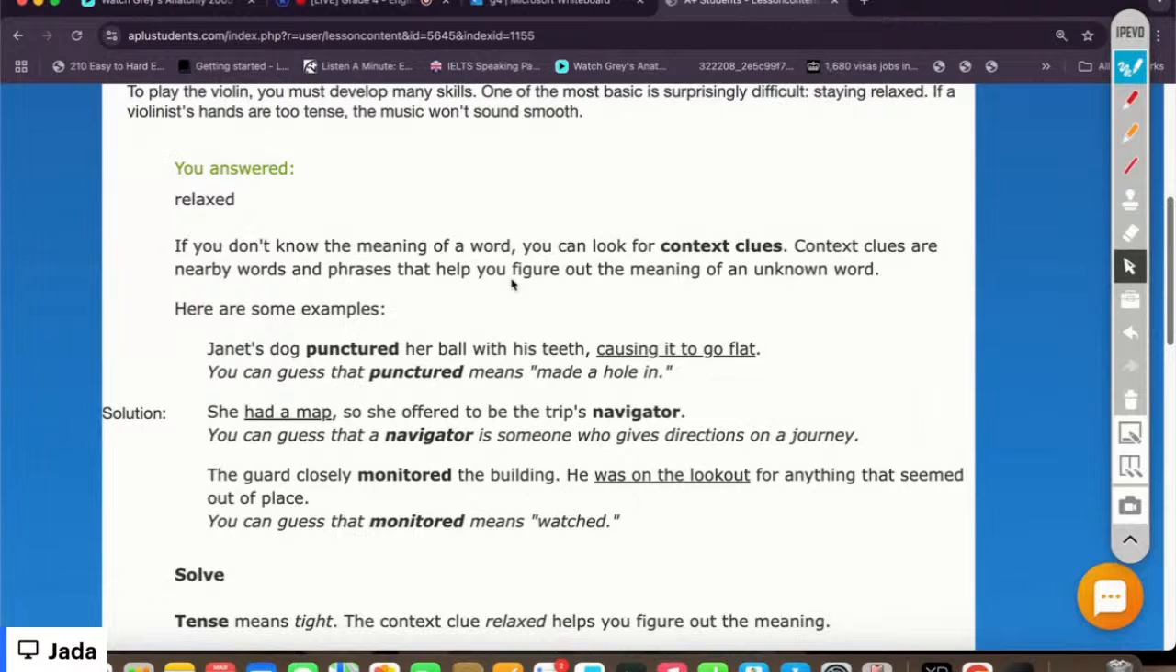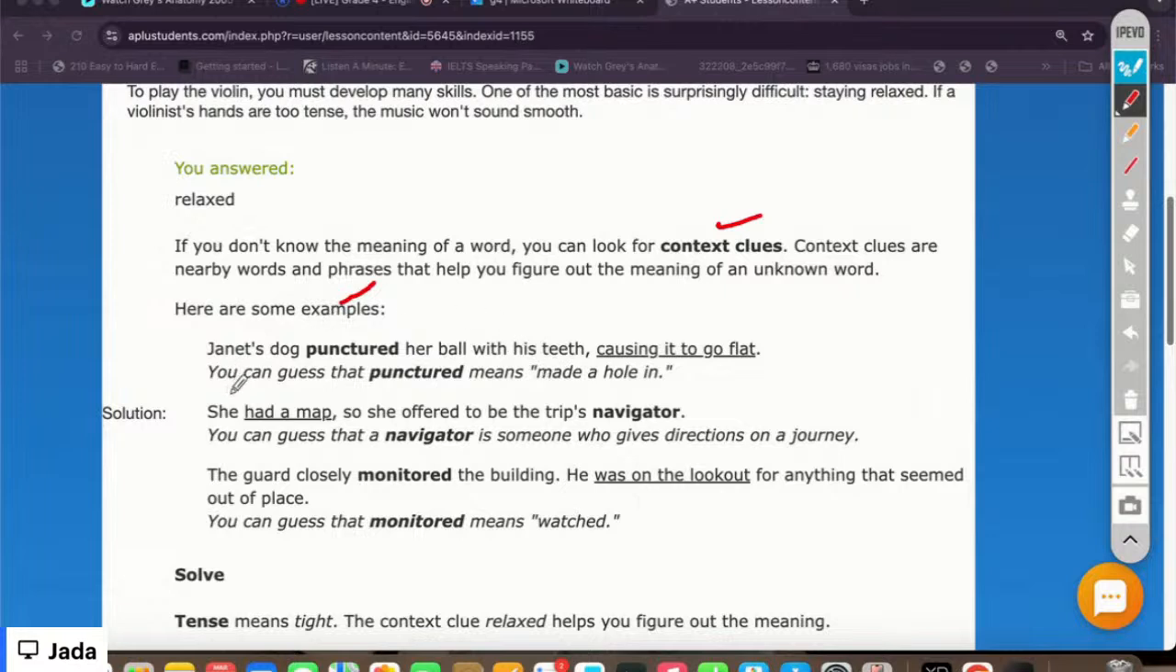All right, so if you don't know the meaning of a word, you can look for context clues. So let's say that you have a word and you have no idea what the meaning of that word is. You have to find the context clue. Context clues are nearby words and phrases that help you figure out the meaning of an unknown word. So it's the clue that you get close to the word, the phrase that is close to the word that can help you understand the meaning of that word properly.